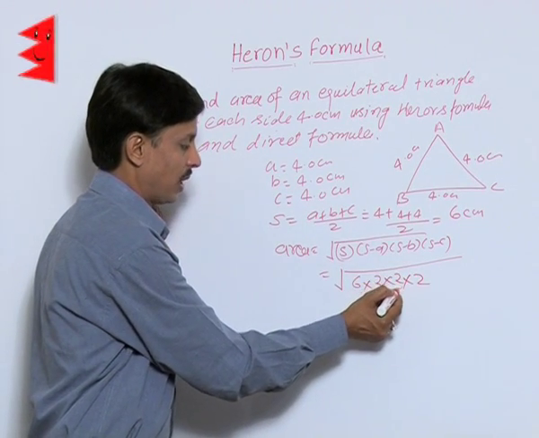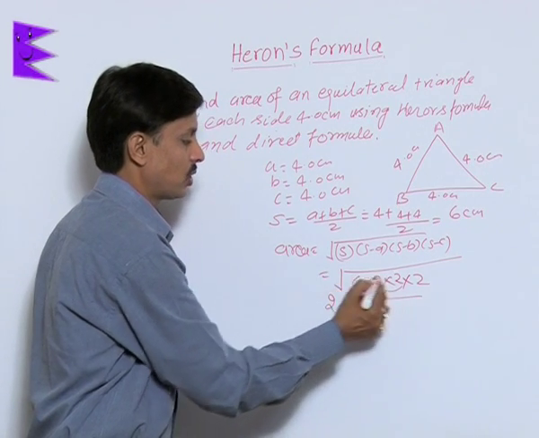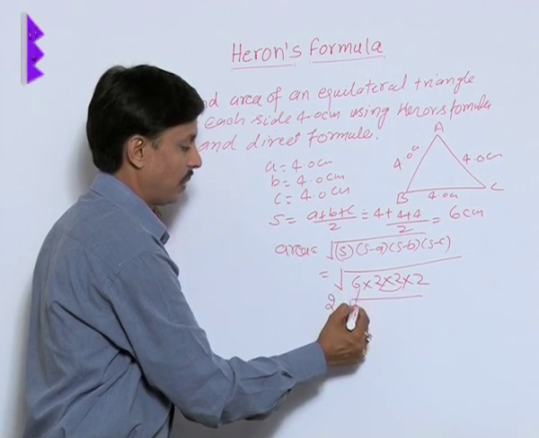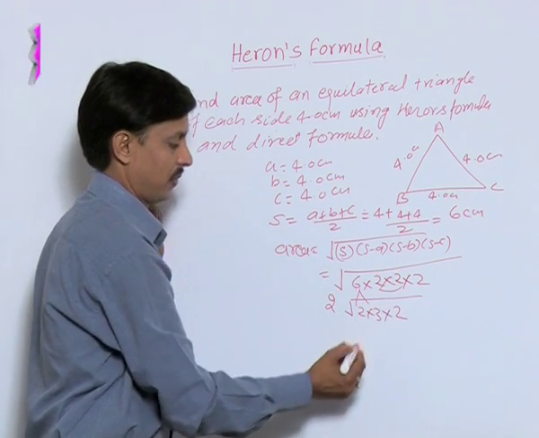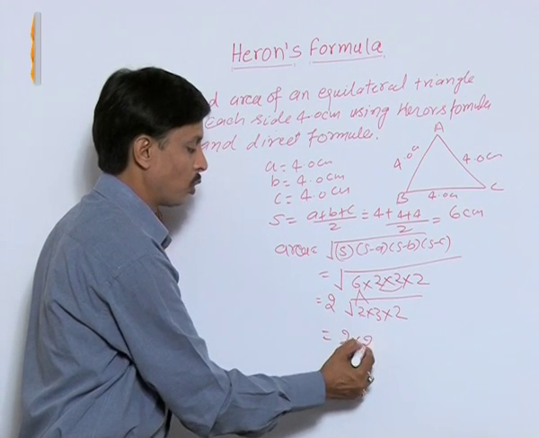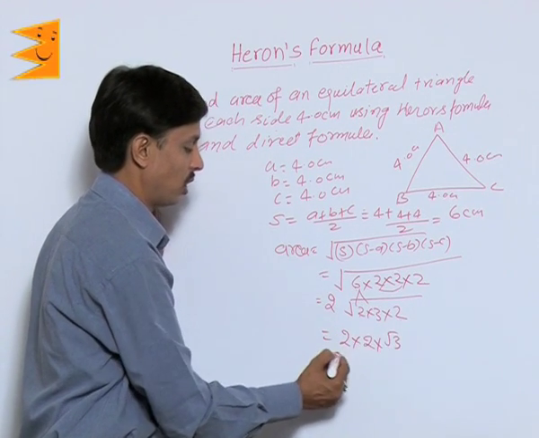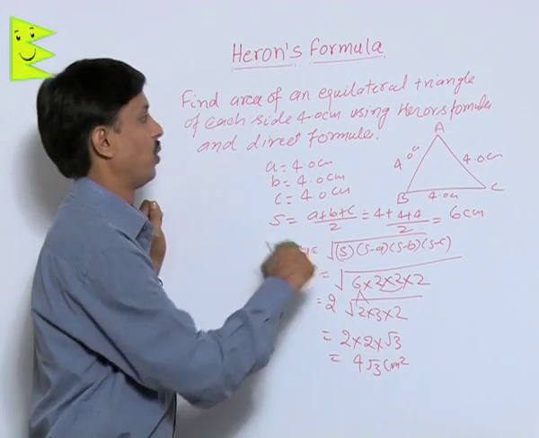So one pair forms here, 2 has come out. What is left? 6 into 2. 6 can be written as 2 into 3, and this 2 is left. Now again a pair, so it gives us 2 into 2, inside is root 3. So answer becomes 4 root 3 centimeter square.